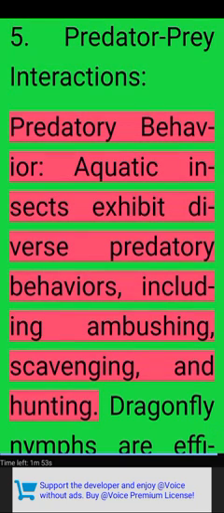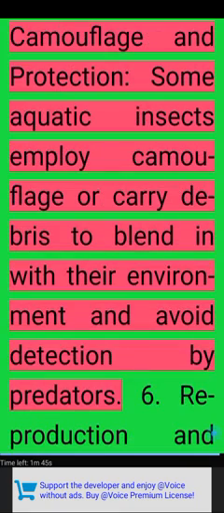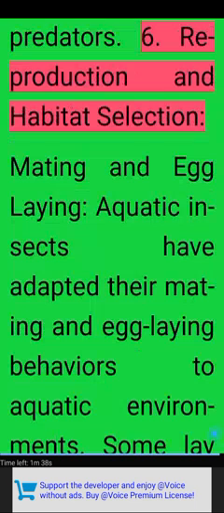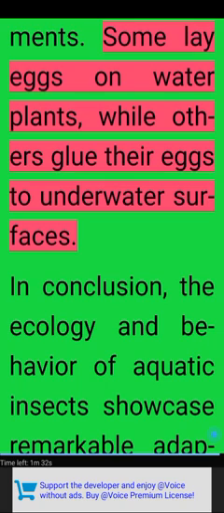5. Predator-prey interactions. Predatory behavior. Aquatic insects exhibit diverse predatory behaviors, including ambushing, scavenging, and hunting. Dragonfly nymphs are efficient predators that stalk and ambush their prey. Camouflage and protection. Some aquatic insects employ camouflage or carry debris to blend in with their environment and avoid detection by predators. 6. Reproduction and habitat selection. Mating and egg laying. Aquatic insects have adapted their mating and egg laying behaviors to aquatic environments. Some lay eggs on water plants, while others glue their eggs to underwater surfaces.